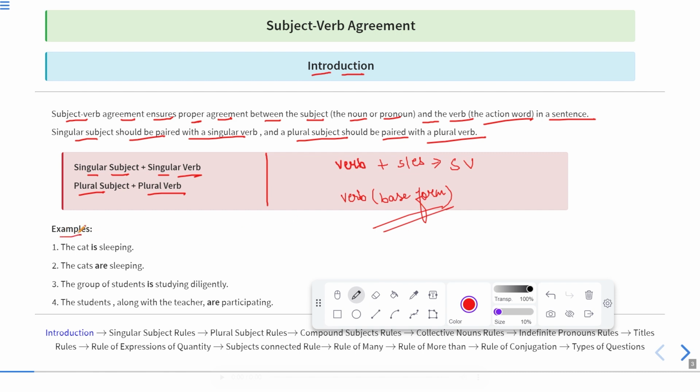Now let us see some examples. The cat is sleeping. Here the cat is singular, and we are using the word is.